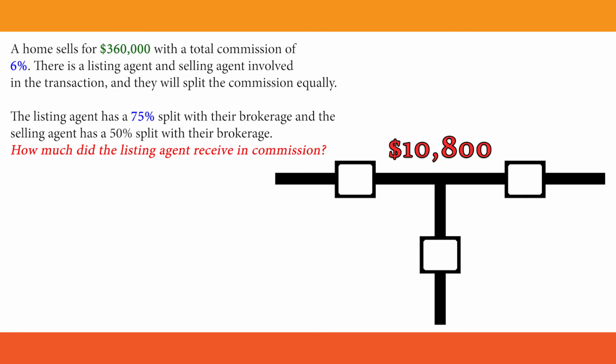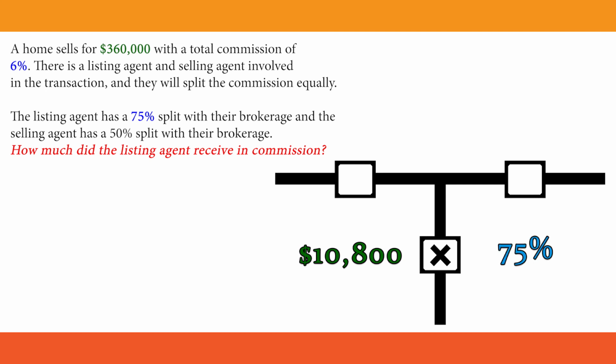Don't forget about that brokerage split. The last step to this problem is determining how much of the listing side commission will go to the agent. This agent has a 75% split with their brokerage. $10,800 multiplied by 75% equals $8,100.